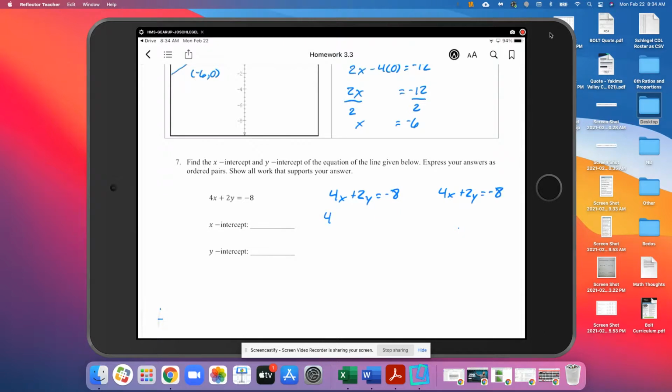Let's go ahead and put 0 in for x first. This will give us our y-intercept. And so we divide by 2. We get y equals -4. So the ordered pair here will be x is 0, y is -4. And that's my y-intercept, not my x-intercept.